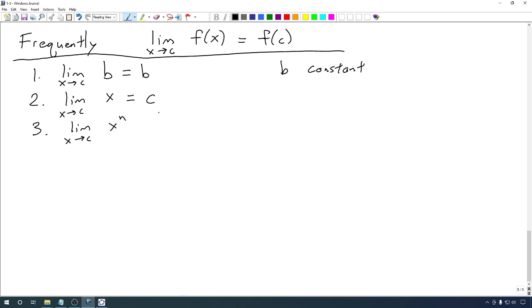What if we have x to a positive integer power? Technically, x to the 1 power we've already taken care of. We could have x squared, x cubed, x to the 4th, all of those. If we let x go to c for any of those powers of x, then all we get is the power of c. So this goes back to our x squared example. When we were taking the limit of x squared as x goes to 5, we just got 5 squared.